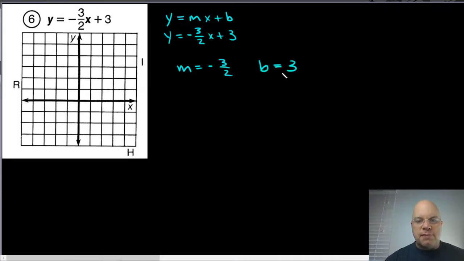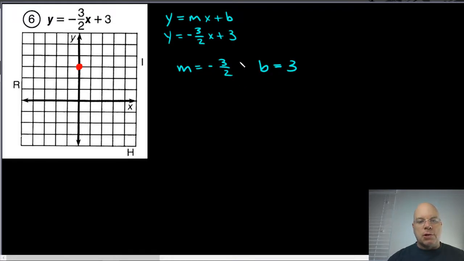Once you have b, once you have the y-intercept, you can immediately plot one of the points on the line, because the y-intercept is where the line intersects the y-axis. So the y-axis is here, it intersects at positive 3, so we know there's a point right here. We also know that the slope is a downhill slope based on this negative slope. So it goes something like this. We just don't know exactly how.